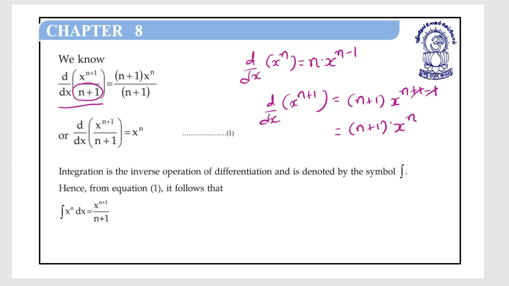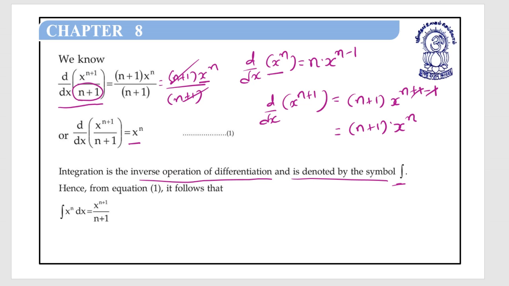Here n plus 1 is constant, so n plus 1 x raised to n upon n plus 1. N plus 1 and n plus 1 cancel. You will get x raised to n, which is f of x. Integration is the inverse operation of differentiation and is denoted by this symbol.